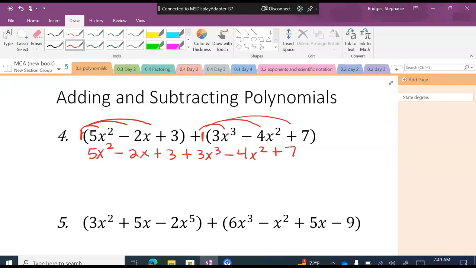So what would my highest degree be on that one? X to the 3rd. And there's only one of those, right? So we're going to start with that. I've got 3x to the 3rd. And then I have some x squareds. I have a positive 5x squared and a negative 4x squared, which is going to give me a positive 1x squared.